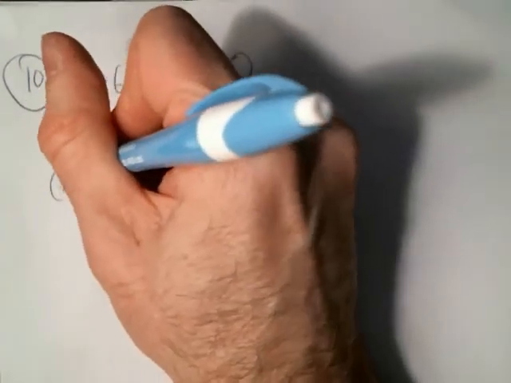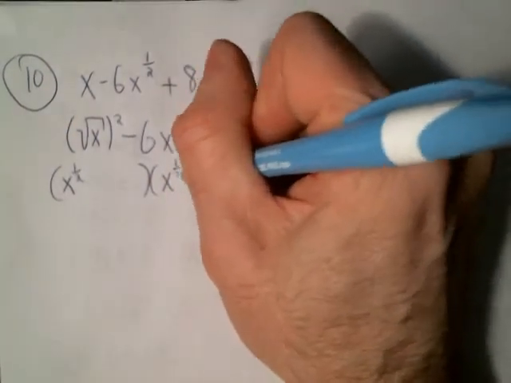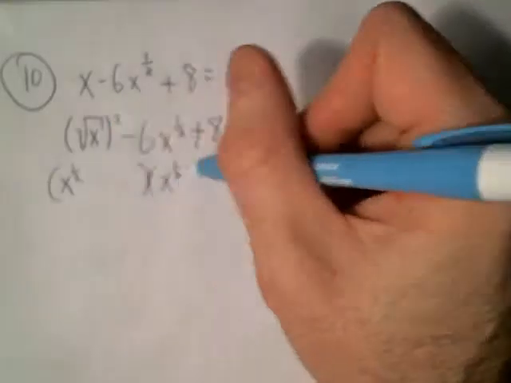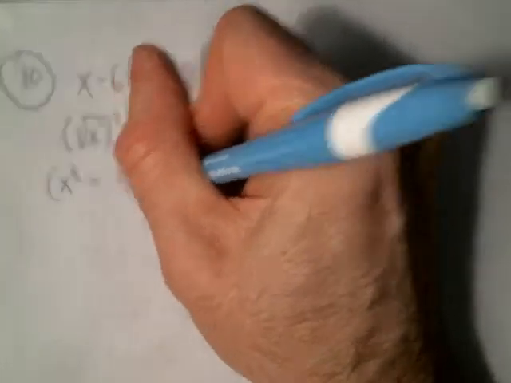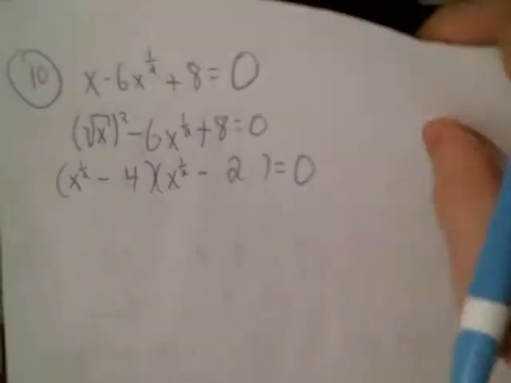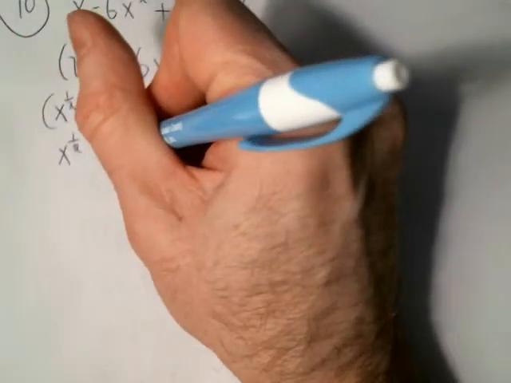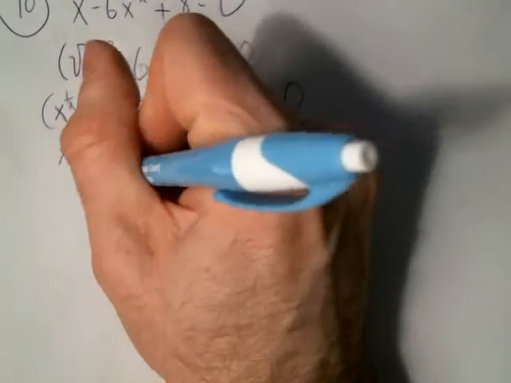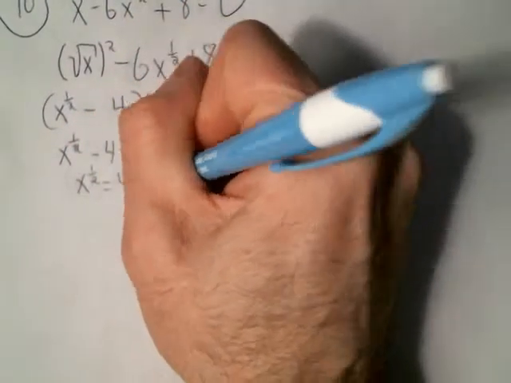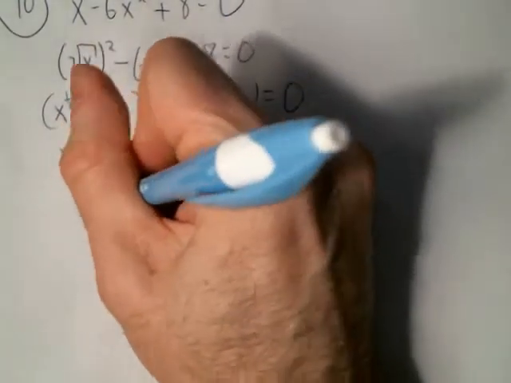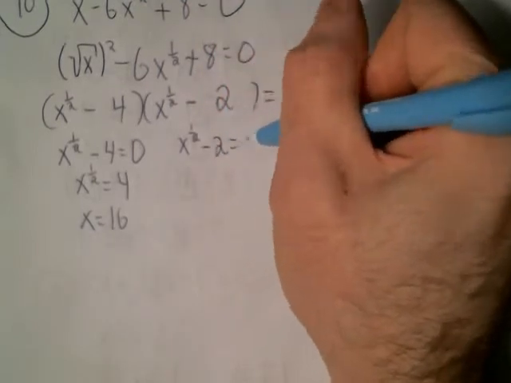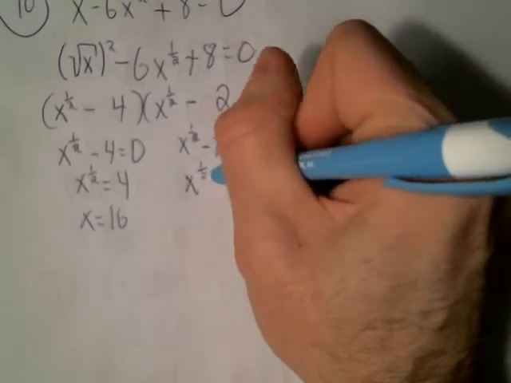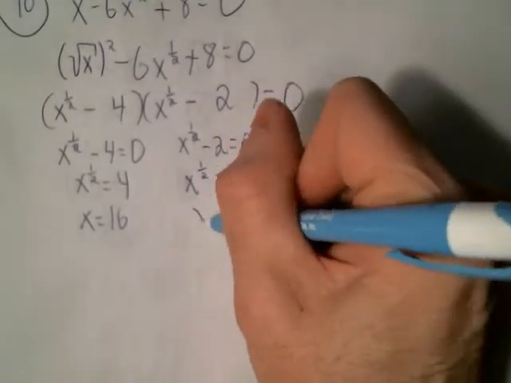So it'll be x to the 1/2 times x to the 1/2. And then the signs have to be minus minus. And what times what is 8 but adds to 6? 4 and 2. And then I need to solve these two, set them equal to 0 and solve them. They are radical equations, so you have to check your solutions. I'm going to square both sides, so I'll get x is 16. Square both sides here, and I get x is 4.